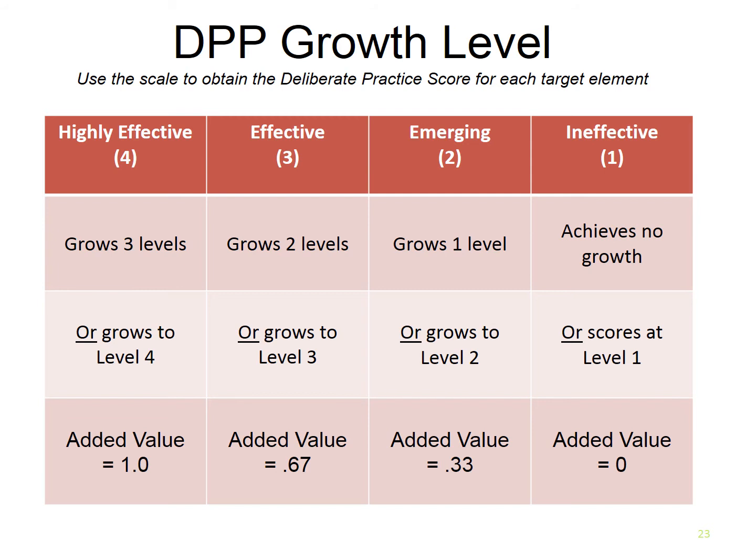The other method is determined by the level you move to. For example, if you begin at an applying rating and you move to an innovative rating, you would have achieved a rating of highly effective and would receive 1 full value-added point. It's important to note that your status score and your DPP score combined cannot go above 4.0.